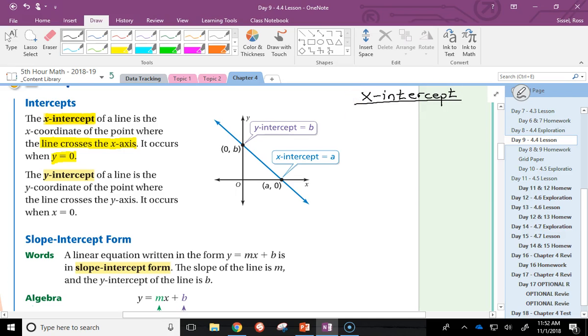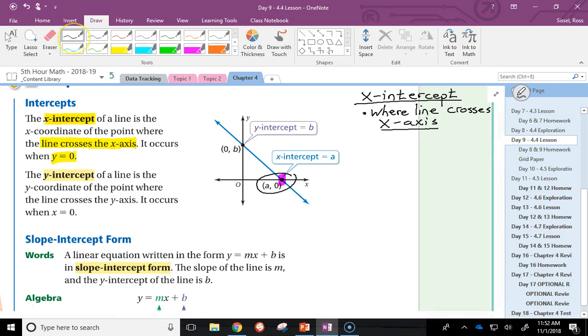When I ask you what is the x-intercept, we want to know where the line crosses the x-axis. If we look at their picture, here was the x-intercept. The line crossed the x-axis at this point right here.